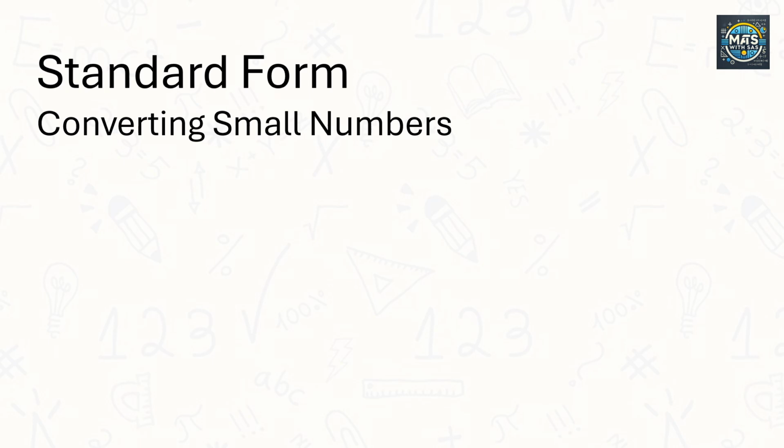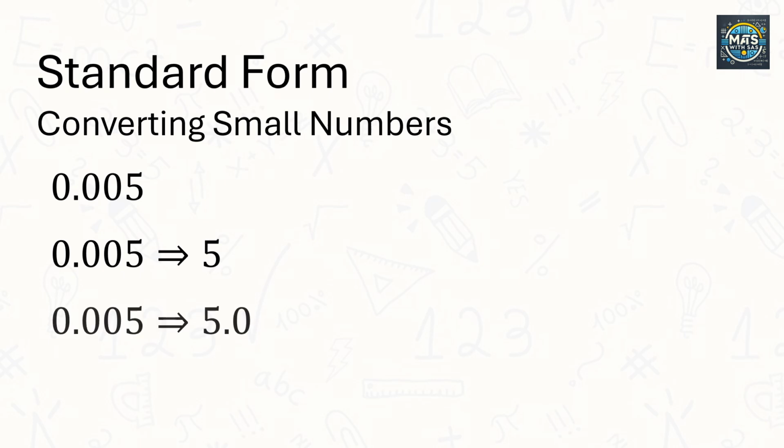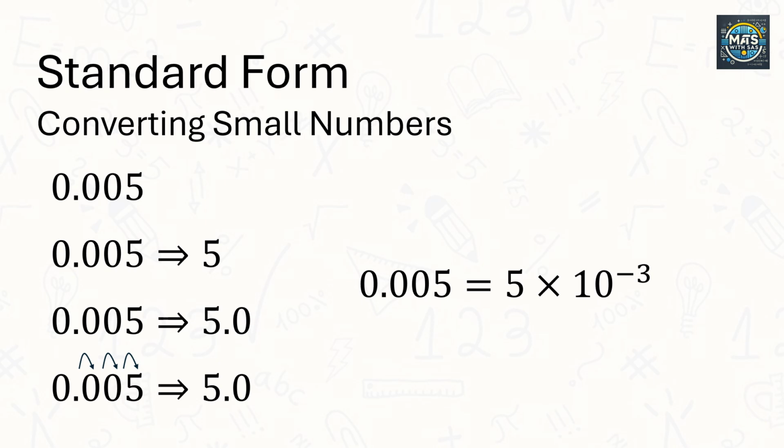Let's look at converting small numbers into standard form. Now, let's take a small number like 0.005. Find the first non-zero digit, which is 5. Place a decimal after it, giving us 5.0. Count how many places we move the decimal to get from 5.0 back to 0.005. We moved it 3 places to the left. Write it in standard form: 5 times 10 to the power minus 3. The negative power means the decimal moved 3 places to the left to get the small number.